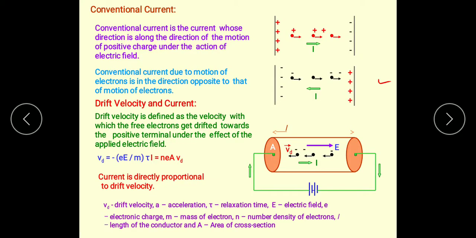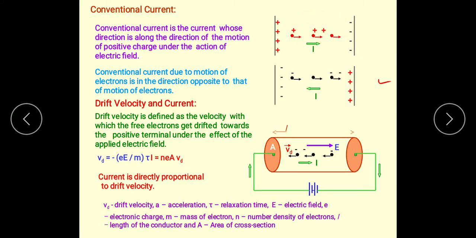Next is conventional current. What is conventional current? Conventional current is the current whose direction is along the direction of positive charges. So these are the positive charges. Now this is the positive terminal, this is the negative side of the conductor, or we can say terminal. Here these are the positive charges.